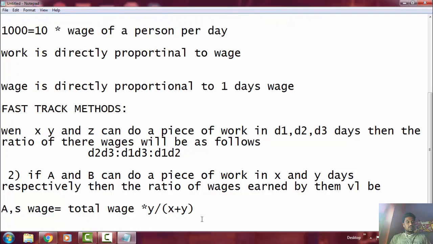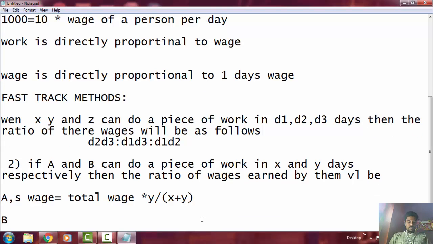Now B's share or wage is equal to total wage into X divided by X plus Y. Okay, this is the case.